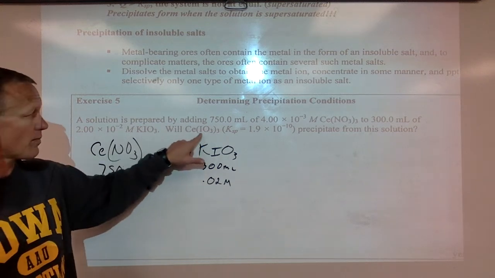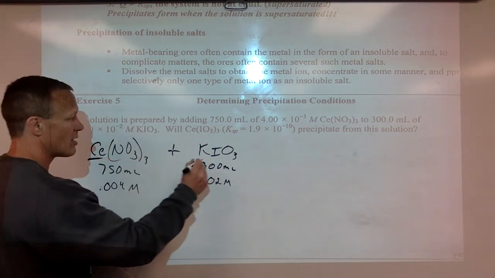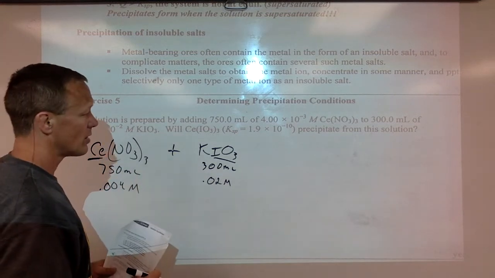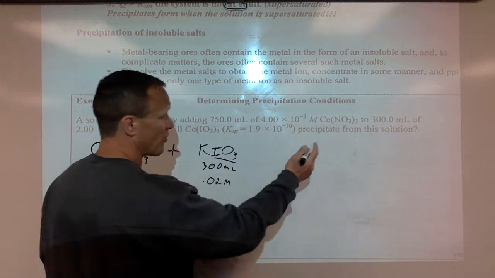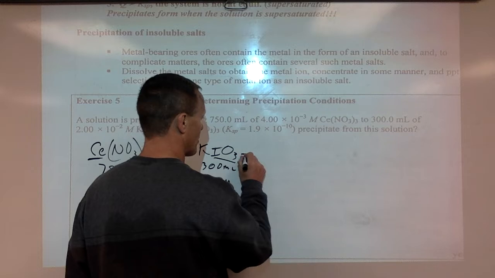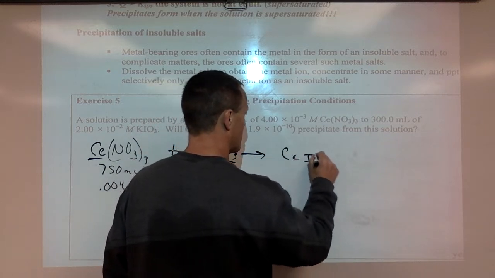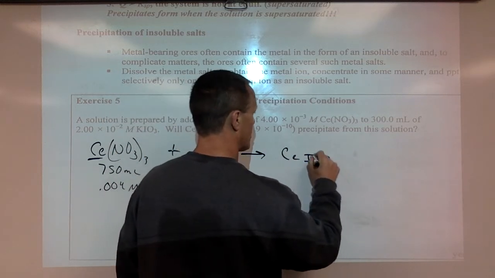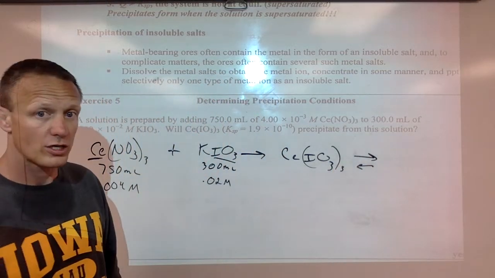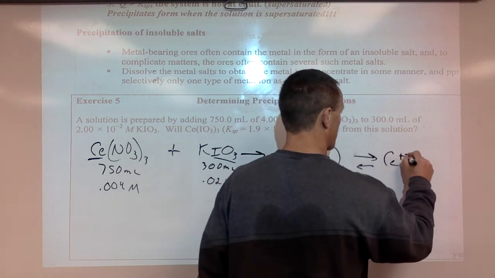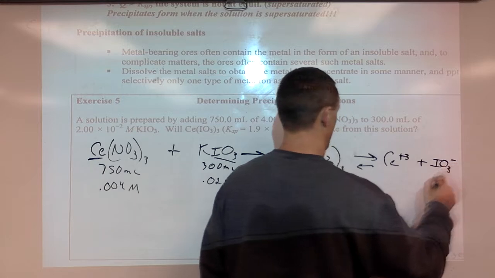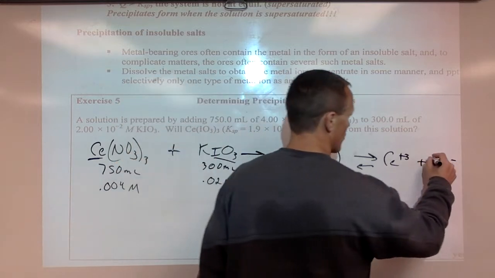Well, it's asking you about this. So that's going to be our precipitate, cerium iodate. Potassium nitrate is going to be spectators. We're going to make some cerium iodate here, and it wants to know if precipitate will form. Okay, so let's think about cerium iodate. This reaction is going to make cerium iodate, which will form cerium plus 3 ions plus IO3 negative ions. And it'd be 3 moles of those.